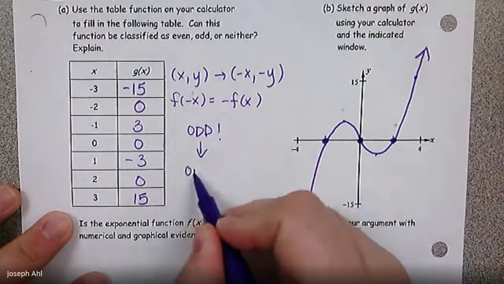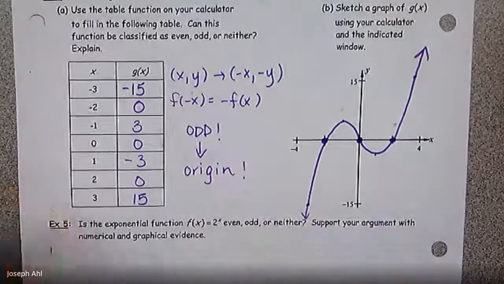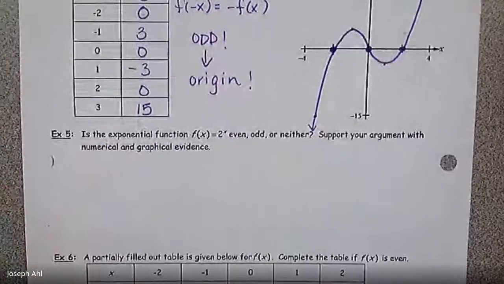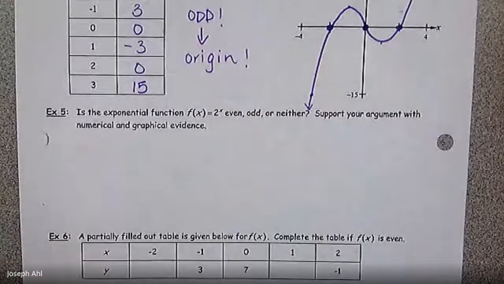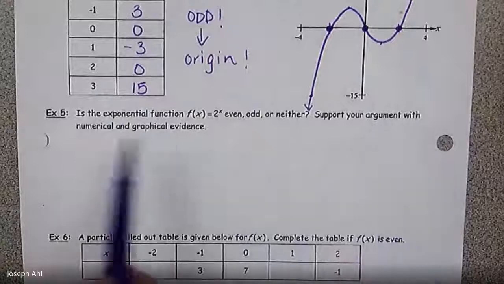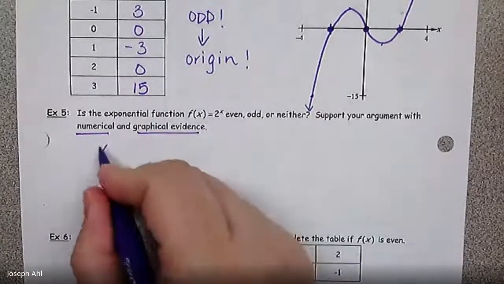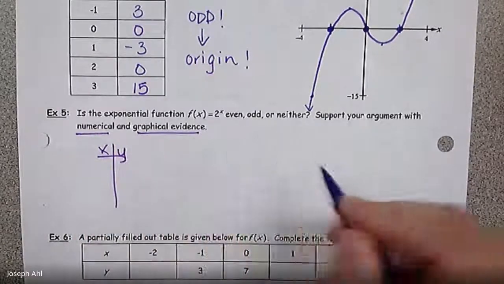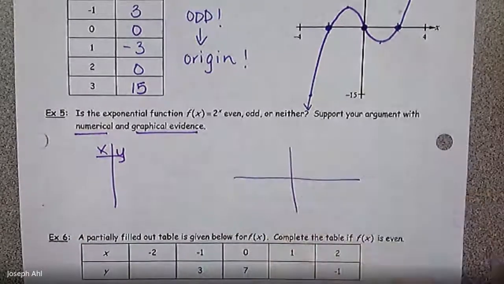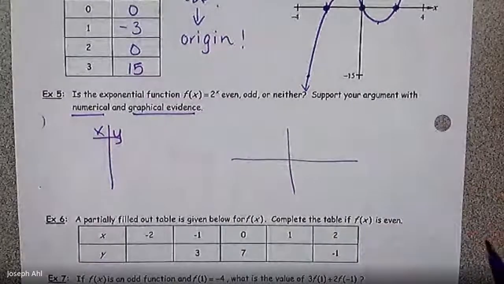So, last couple questions here. Number 5, is the exponential function 2 to the x even, odd, or neither? Support your argument with numerical and graphical evidence. So numerical is thinking about this in a table sense. Graphical evidence, of course, is making a graph of the function.